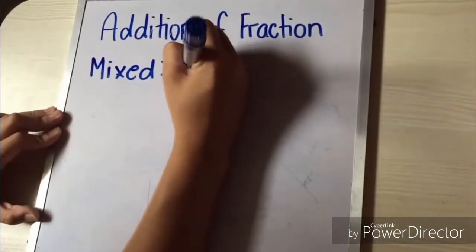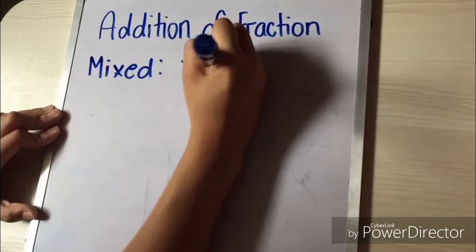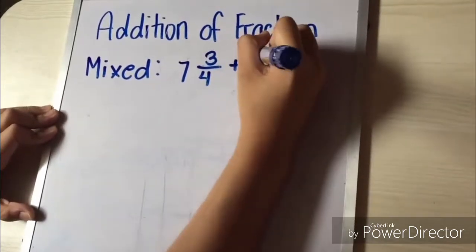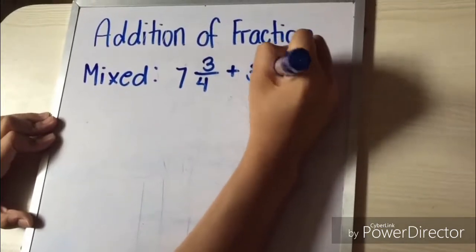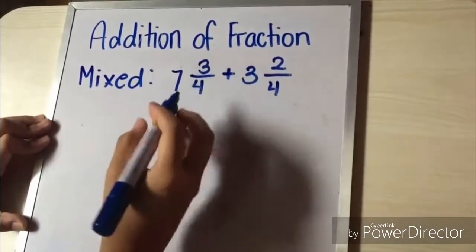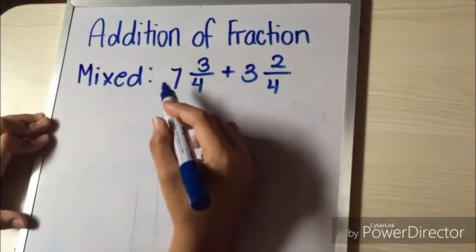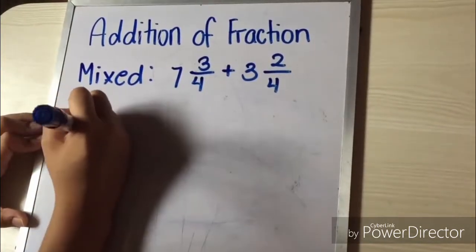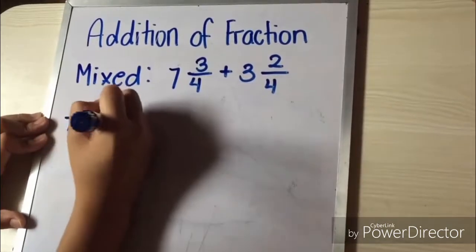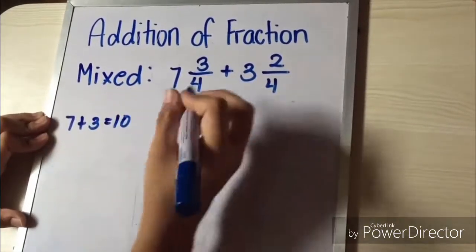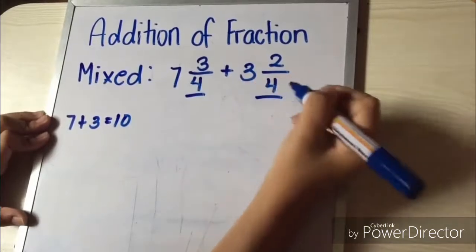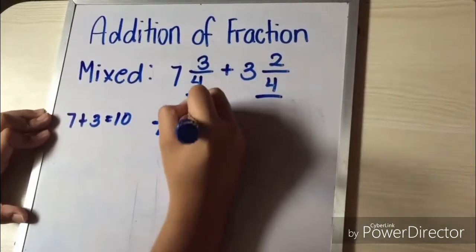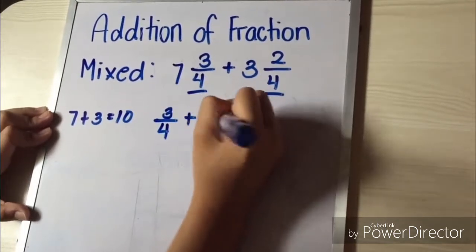We will now proceed to adding mixed numbers. Our given is 7 and 3/4 plus 3 and 2/4. First, just add the whole numbers. 7 plus 3 equals 10. Then, add the fractions. 3 over 4 plus 2 over 4.